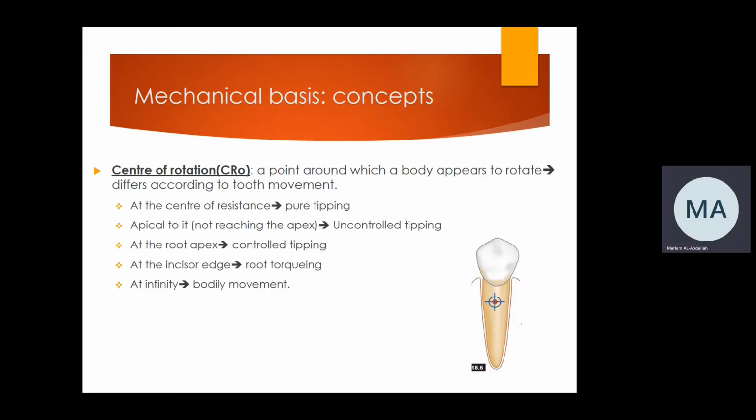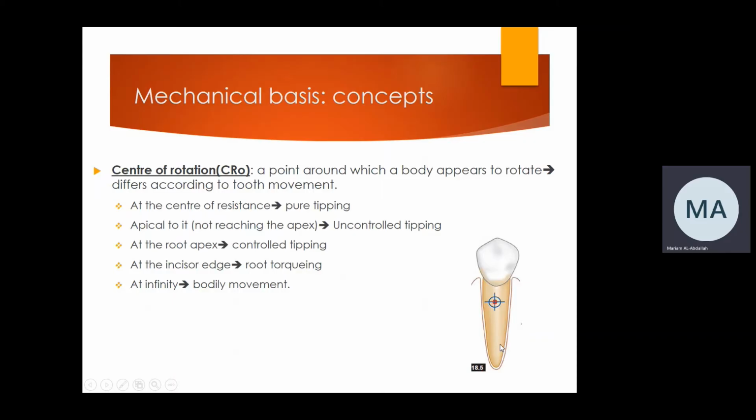Now, we have 5 different scenarios. The center of rotation could be exactly at the center of resistance, so both of them are coincident, if we have pure tipping movement, pure tipping of the tooth, okay? Now, if it is positioned more apically than the center of resistance, in this case, we have uncontrolled tipping.